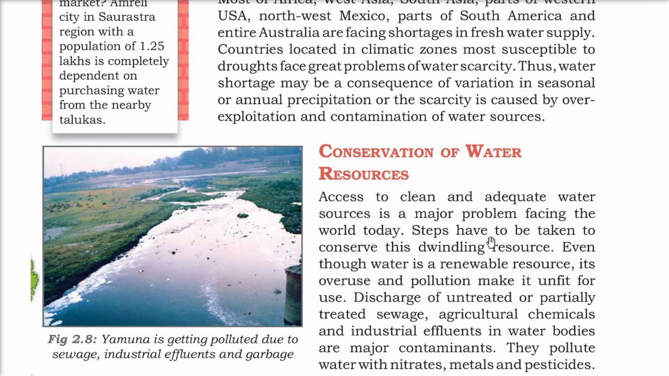We are facing this problem of clean and adequate water sources. So how to take steps? Water is a renewable resource. You cannot deny it. You can argue about that. But when you overuse it, when you pollute it, how will you get fit water for drinking or using? If you see, this is the discharge of untreated or partially treated sewage, agriculture chemicals, and industrial effluents into a water body. These are the major contaminants. They pollute water. There are nitrates, metals and pesticides here.